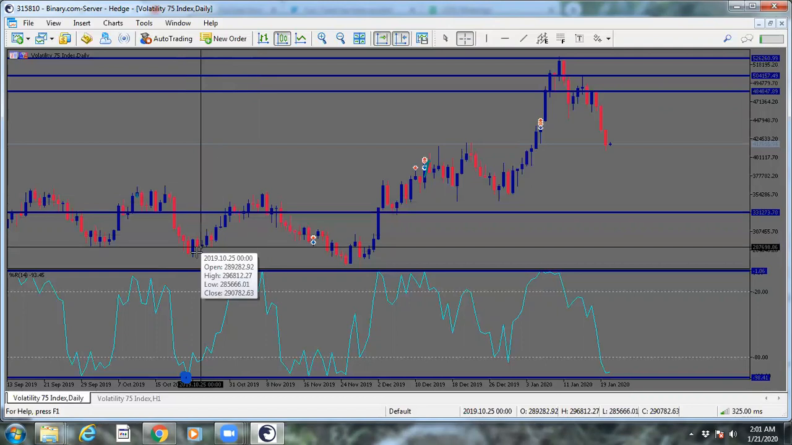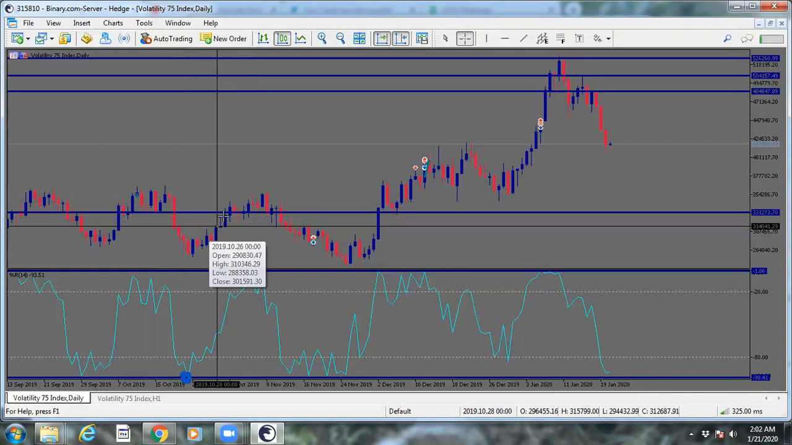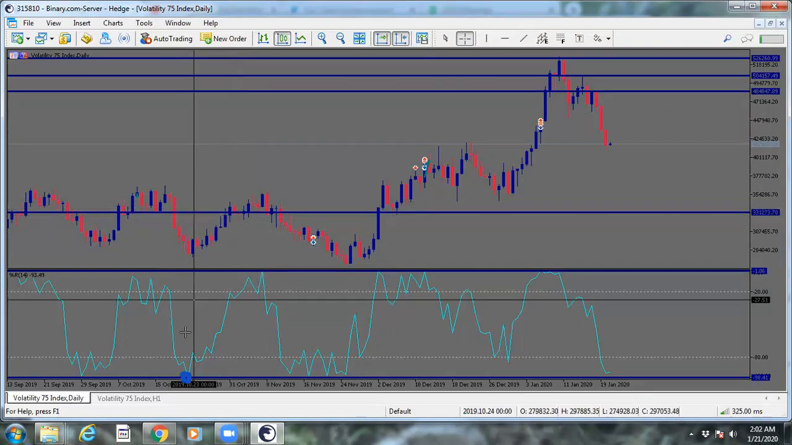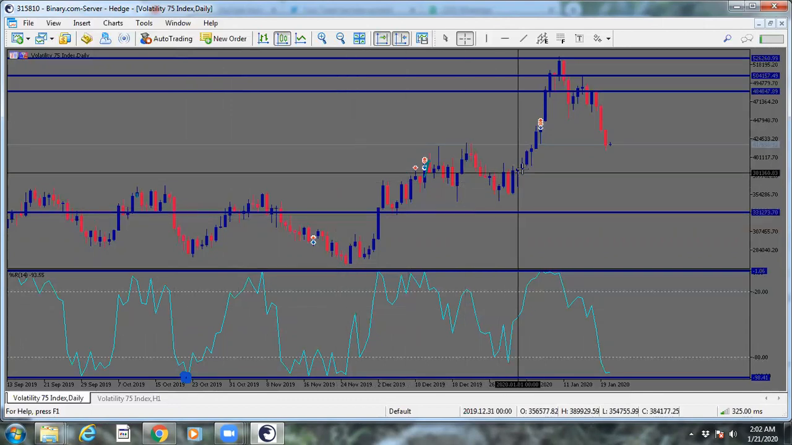This is V75. The reward is great. So once you catch a clean entry, you will always be in profit. So this would have been a very clean move just following this simple strategy. All right, now here's another one.